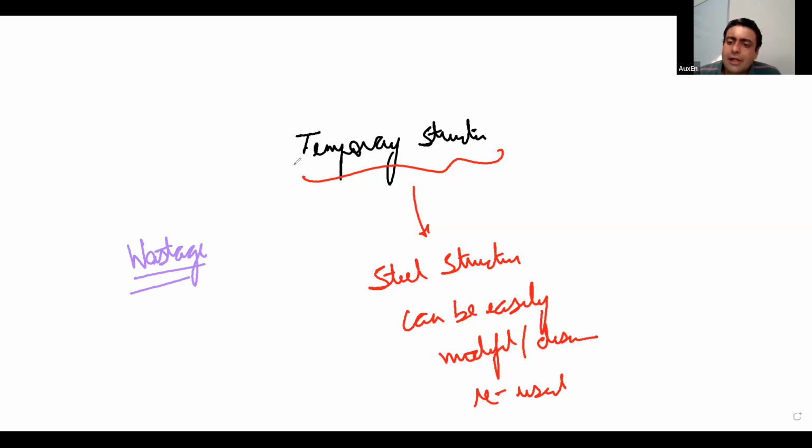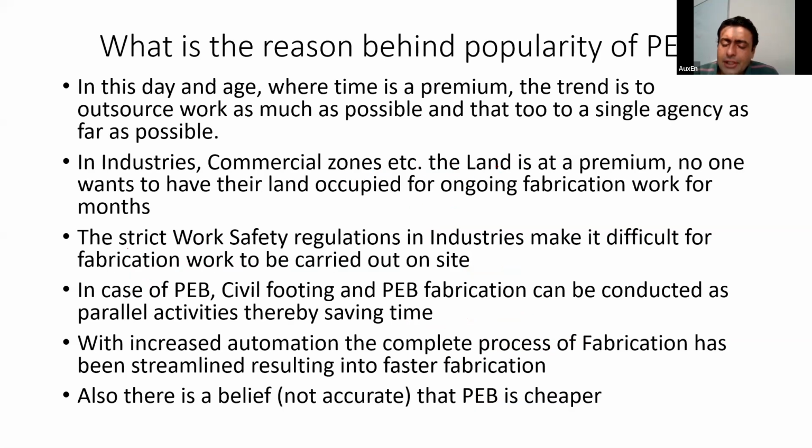Then Mr. Vijay is saying another advantage of PEB is easy transportation and erection. Again, the transportation and erection depends from type to type. It's not always easy. The transportation may not always be easy, and the erection work also may not always be easy. So that depends from project to project, from site to site. So are we clear with all this?